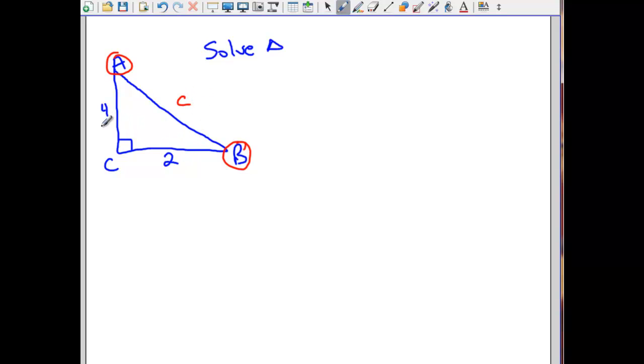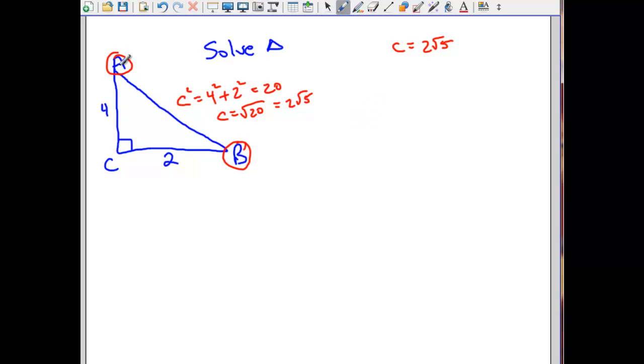Now we don't have enough information here. We could find side C by doing the Pythagorean theorem, so that's going to be C squared is going to be 4 squared plus 2 squared, which is 20. So C is going to be the square root of 20, which is 2 radical 5 in radical notation. So we've already found little c. But we don't have enough information here to find the angle. However, we can use the inverse trig function, so let's show how we would figure that out.